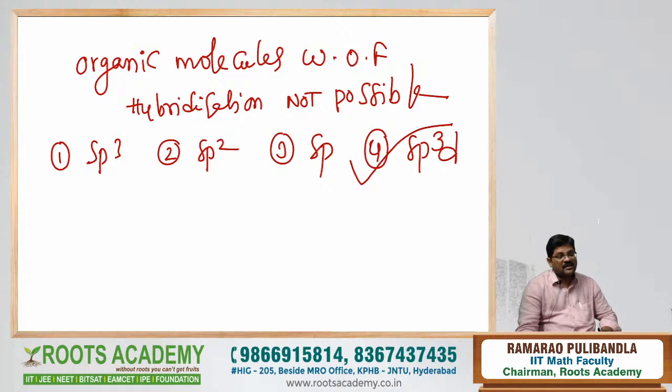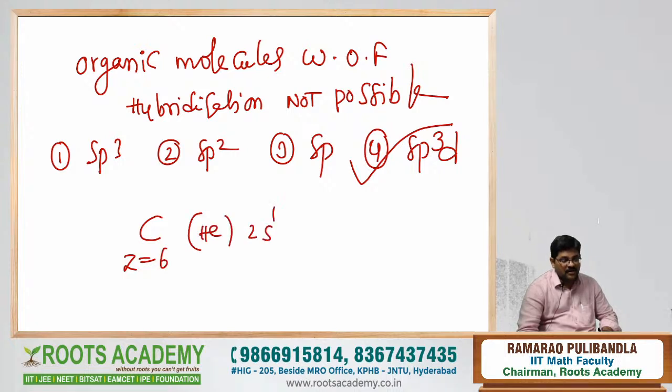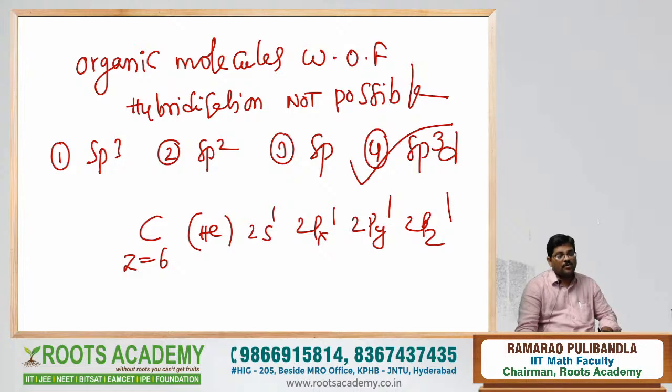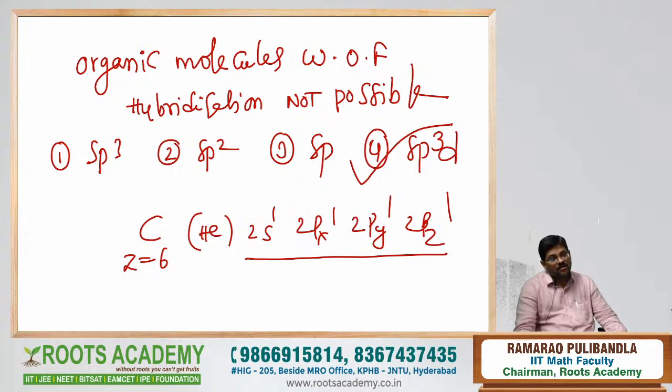The simple reason is that in carbon, the d orbital is absent. Carbon's atomic number is 6, so the configuration is helium 2s1, 2px1, 2py1, 2pz1. Yes or no? So the d orbital is absent in carbon, and because of the absence of the d orbital, sp3d hybridization is not possible.